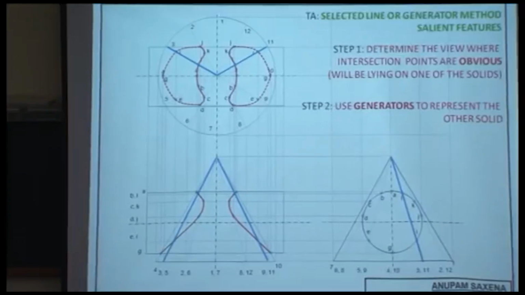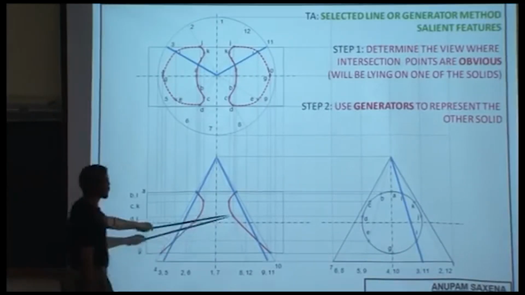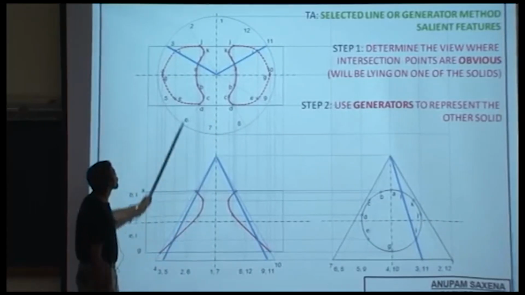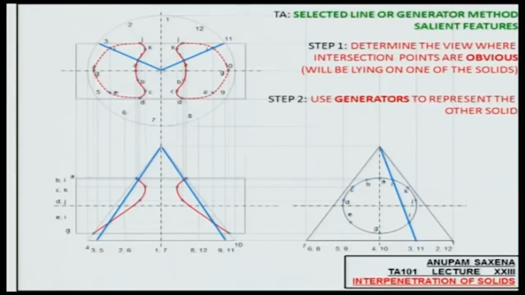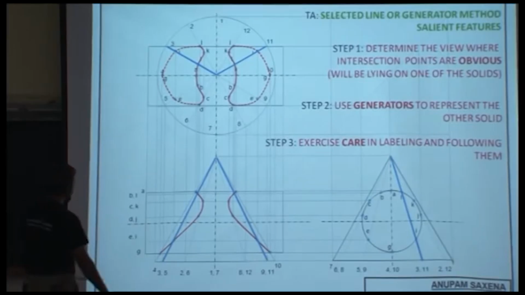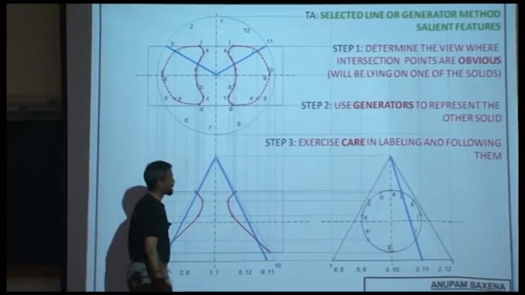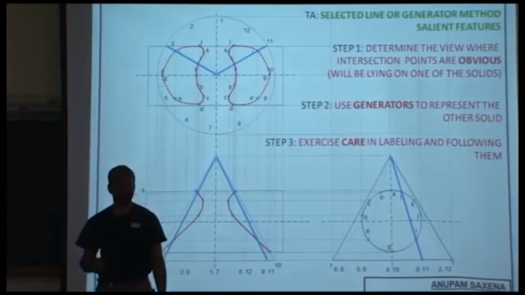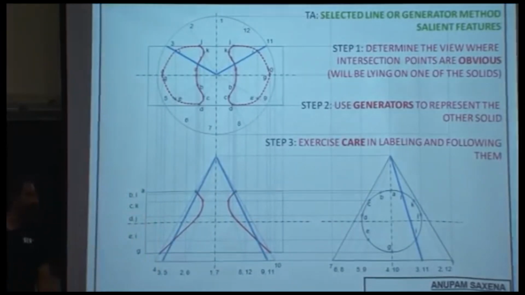And in the top view, of course, if you project this over here, this would be line 11, and this one here would be line number 3. Okay? Step 3, and this is something which is important. You have to exercise care in labeling and following them. If you don't label these lines properly and these intersection points properly, it will be difficult for you to connect the dots later on.